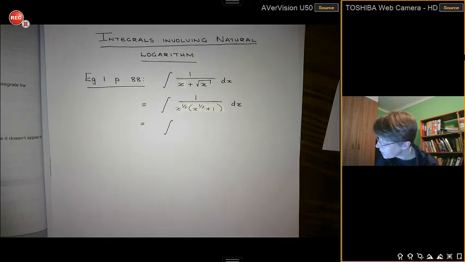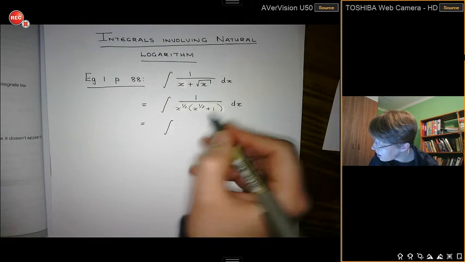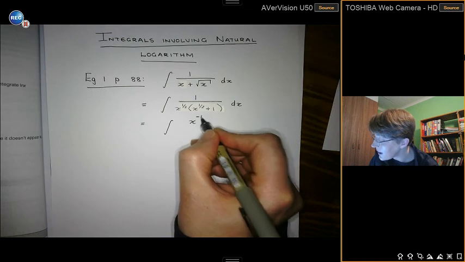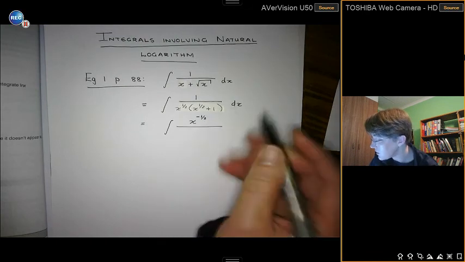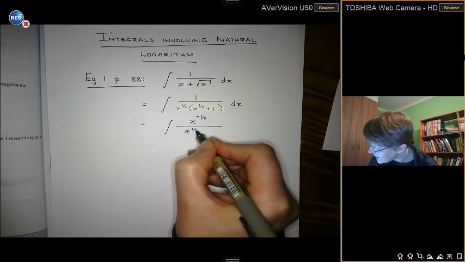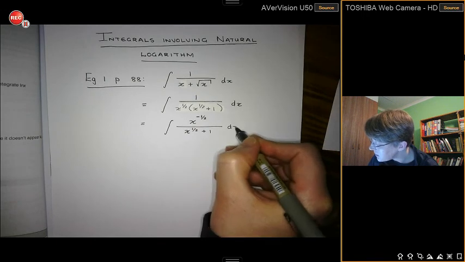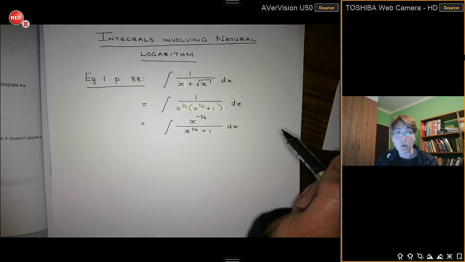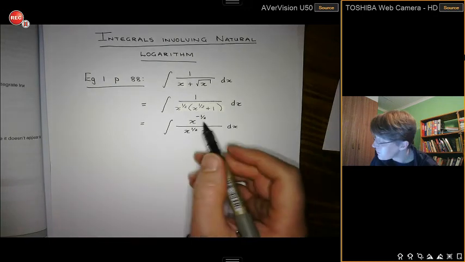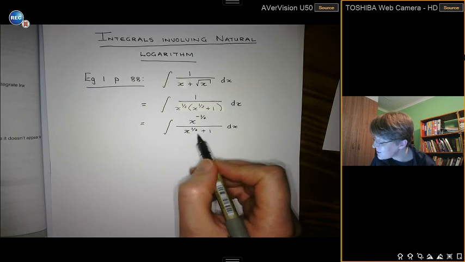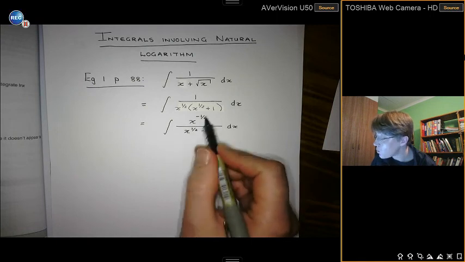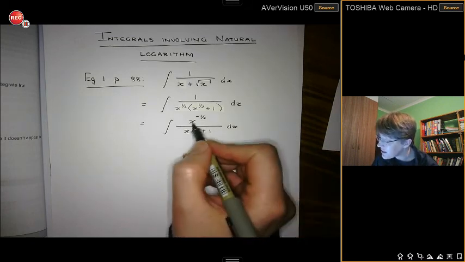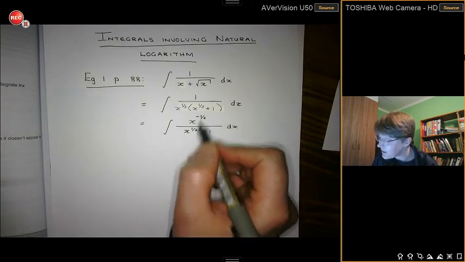Now I can move this x to the power of a half up into the numerator. But please remember, if you move it up into the numerator, you get a negative exponent. And now hopefully you'll see why this is in fact one of the integrals involving the natural logarithm. And that is simply because of the fact that the degree above is 1 less. So the degree in the numerator is 1 less than the degree in the denominator, which then means that this is in fact, or could potentially be, the derivative of the bottom.